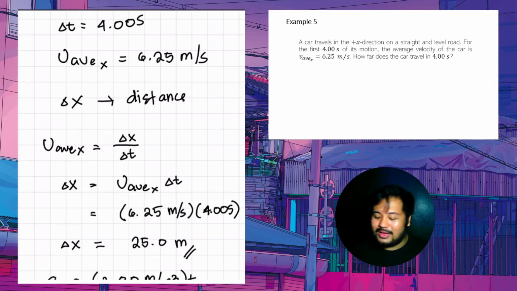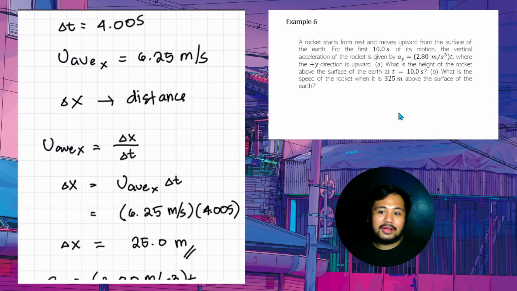Example number 5 is fairly easy. We now have to answer the preceding examples in terms of this one. We're done with the graphs. So let's have example number 6.